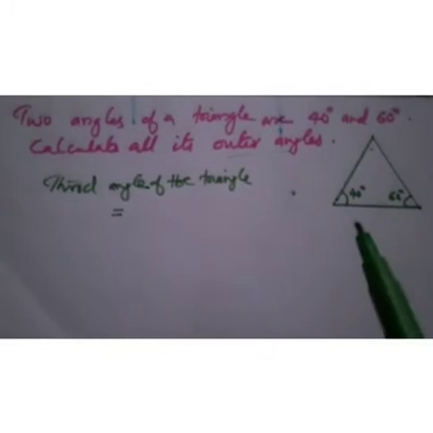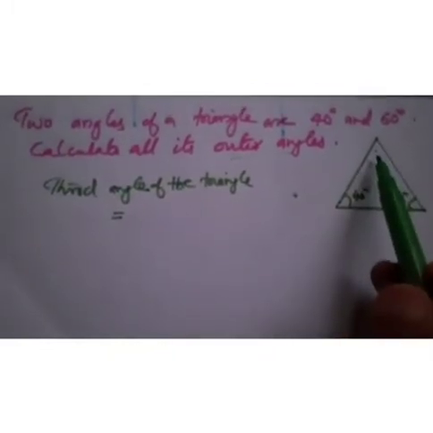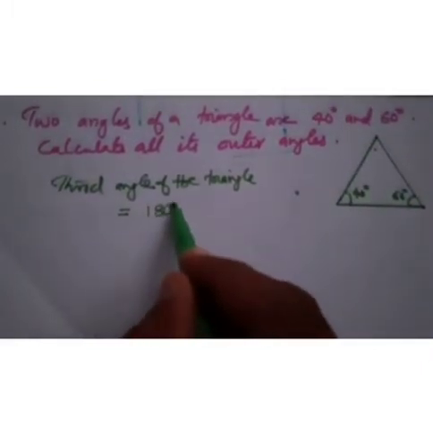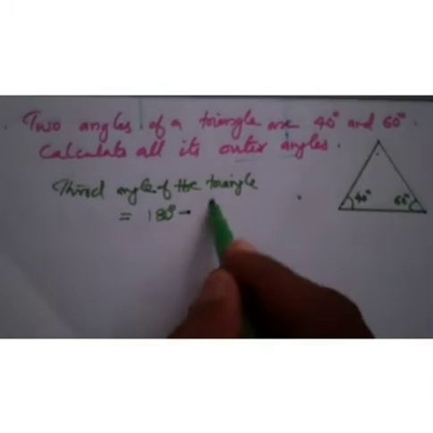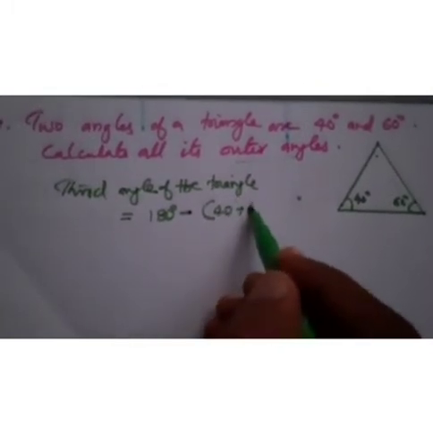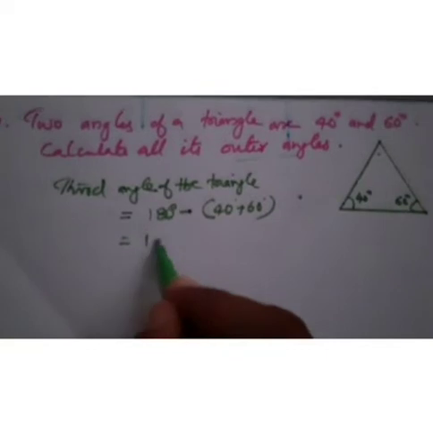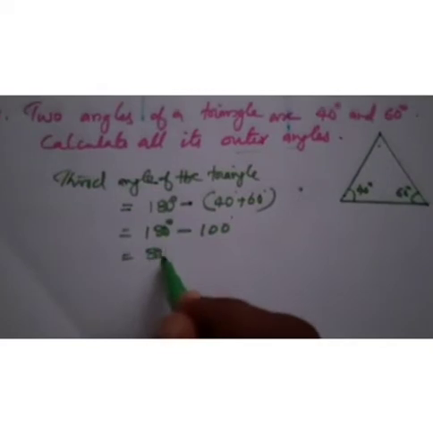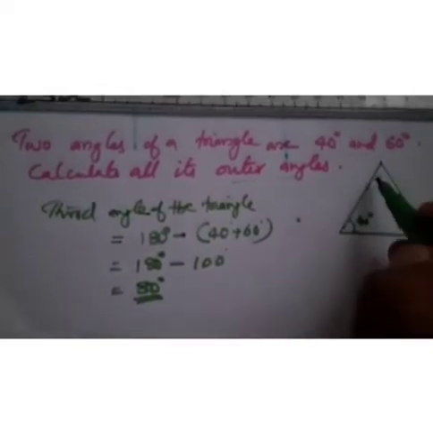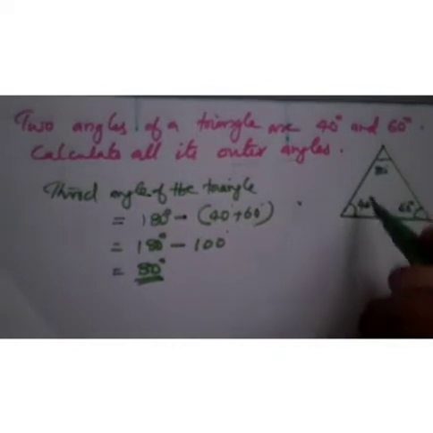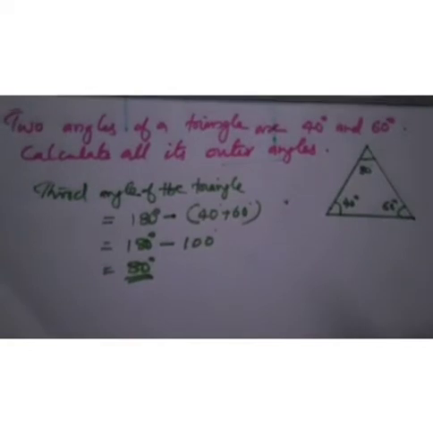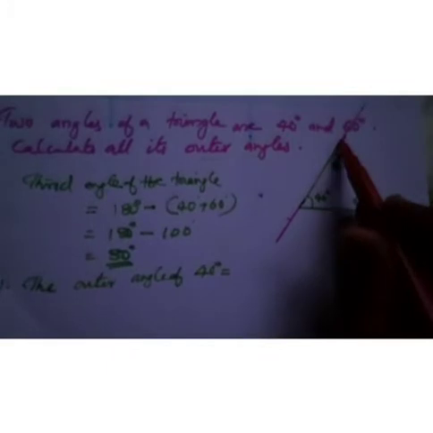How will you find out the third angle? The total angle of a triangle is how much? 180. So you have to subtract from 180. 180 degrees minus, two angles are given here. So 40 degrees plus 60 degrees. How much? 180 degrees minus 100 degrees. So the third angle is how much? 80 degrees. So 80 degrees you have to mark. These are the three inner angles. Then you have to extend the lines and you have to find out the outer angles. You have to extend the three vertices.